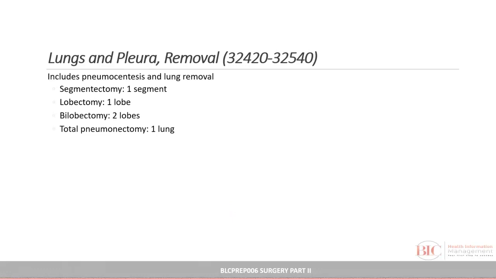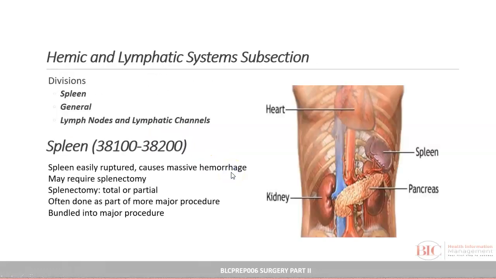Your range of codes are going to be 32420 to 32540. In this section, you will find your pneumocentesis and lung removals. If they're doing a segmentectomy, they're only removing one segment of the lung. If they're doing a lobectomy, they're doing one lobe. If they're doing a bilobectomy, they're doing two lobes. If they do a total pneumonectomy, they're removing the entire lung, the one lung. So that kind of sums up your respiratory system.